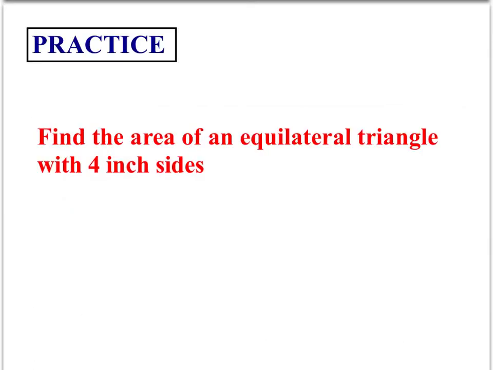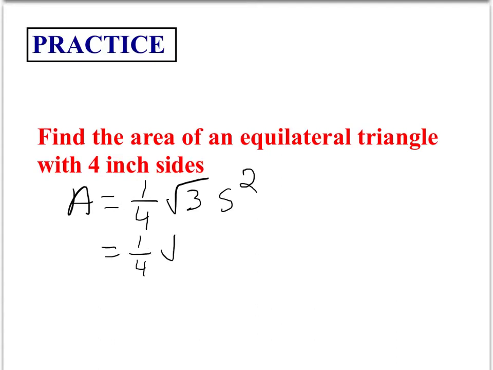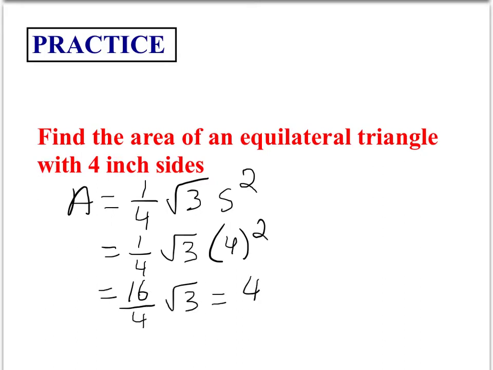So now let's find the area of an equilateral triangle with a 4-inch side. So we have our equation. Area equals 1/4 the square root of 3 times S squared. We know the sides are 4 inches. So 4 squared equals 16, over 4, times the square root of 3. Which leaves us with 4 square roots of 3 inches squared.